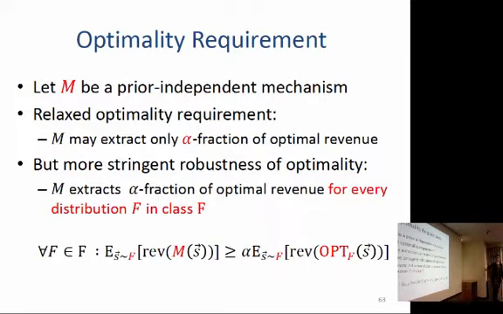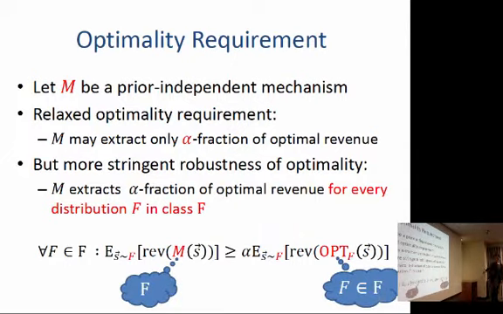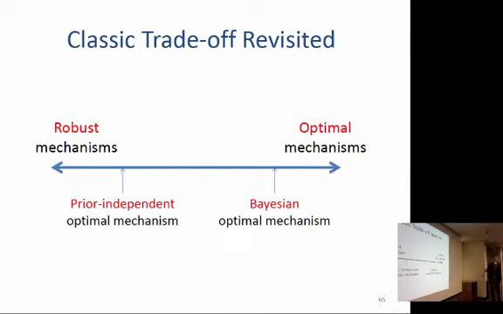This is what I wrote here more formally. What we have on the left side is, for every distribution F in the class, we want the expected revenue of prior independent mechanism M, where the expectation is taken over signal profiles drawn from F, to be comparable to the optimal expected revenue. I want to stress that the optimal mechanism has access to F and M doesn't. So that's the challenge. And what we did here is move along the optimal versus robust axis more towards robustness.